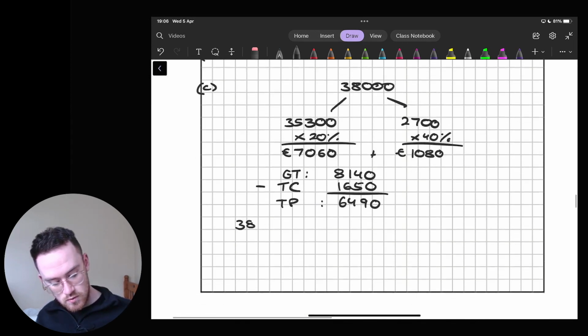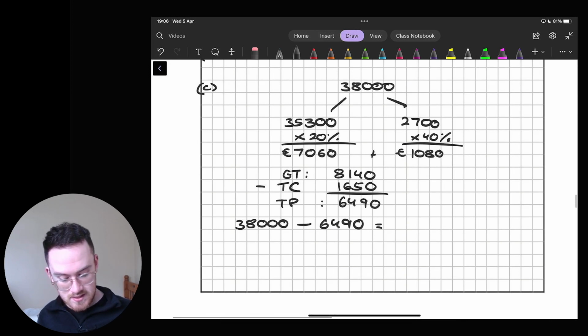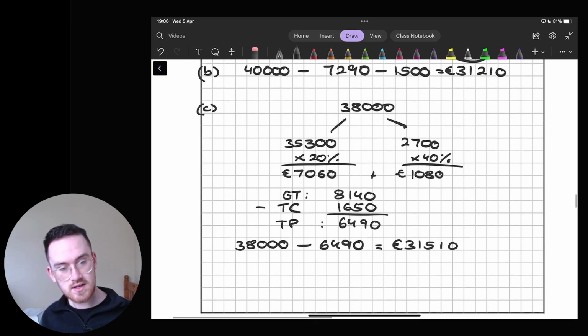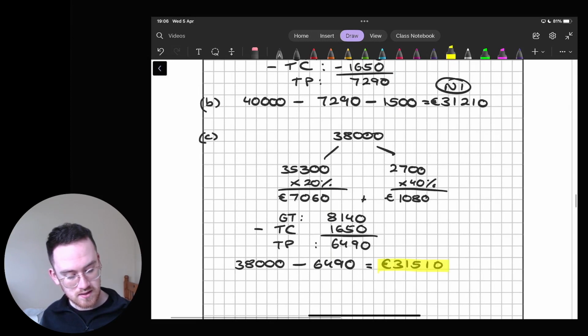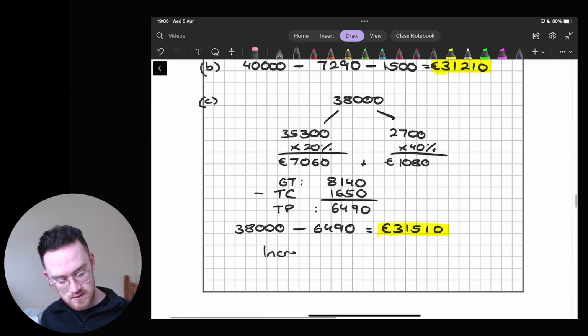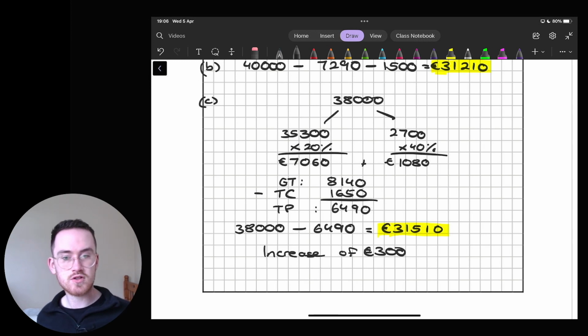So this time we have no health insurance to worry about because that's covered by the bonus that she's going to get, and it's tax free, so we didn't have to include that in our tax calculations. And we get that her take-home pay, her net income, is 31,510. So comparing that with her net income in Part B, that is an increase of 300. So being careful there that they asked us how much is it going to increase by. They didn't just ask us what is it, but how much more is it. So it was an increase of 300 euro.